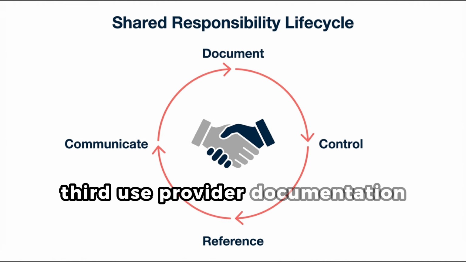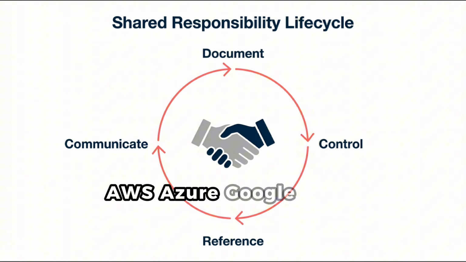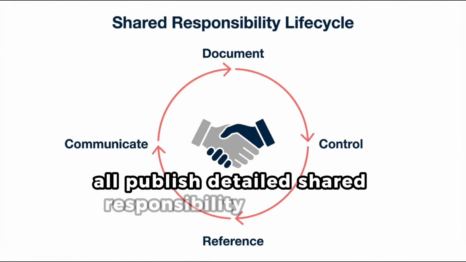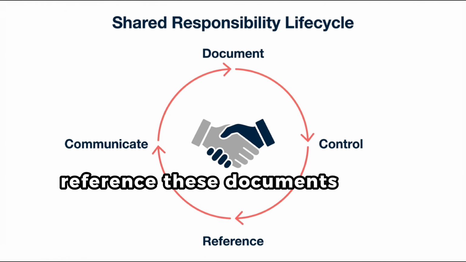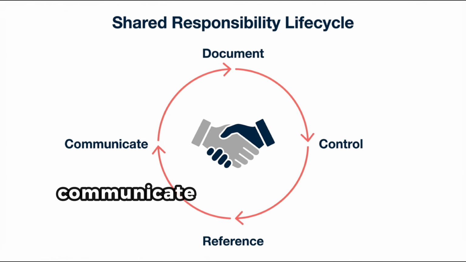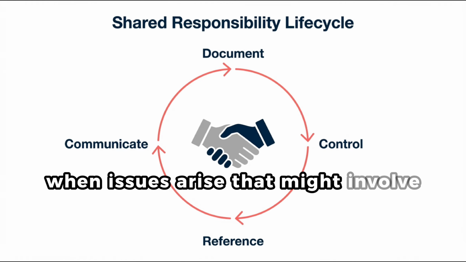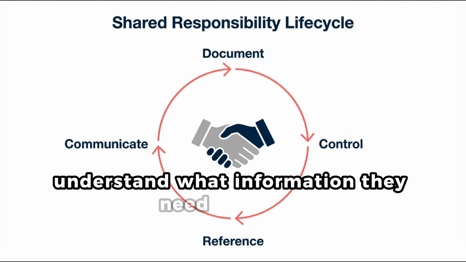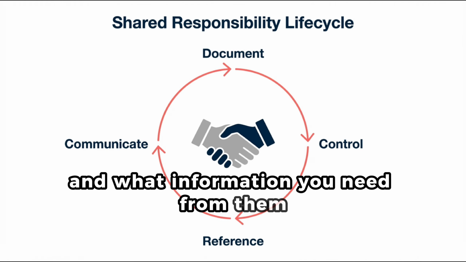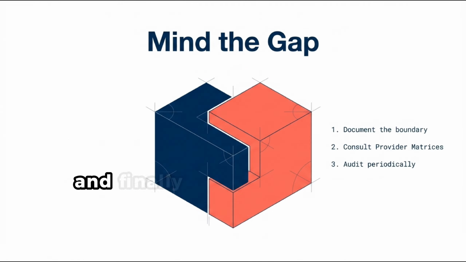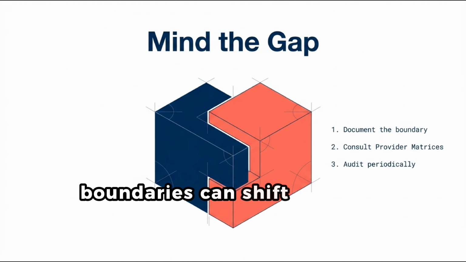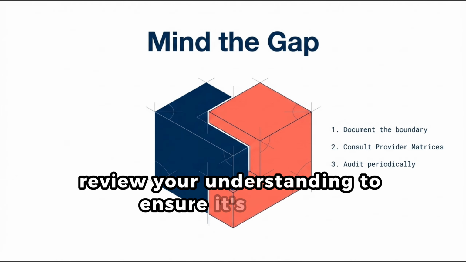Third, use provider documentation. AWS, Azure, Google Cloud all publish detailed shared responsibility matrices showing exact boundaries for each service. Reference these documents when making decisions. Fourth, communicate across the boundary. When issues arise that might involve the provider, understand what information they need from you and what information you need from them. The boundary doesn't mean you never communicate. It means you each own specific parts. And finally, audit the boundary periodically. As you adopt new services, as providers change their offerings, boundaries can shift. Regularly review your understanding to ensure it's current.